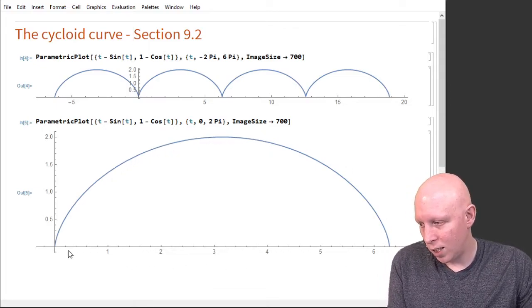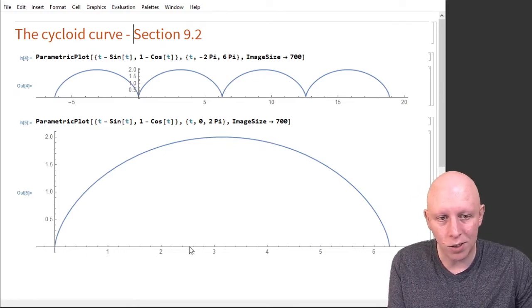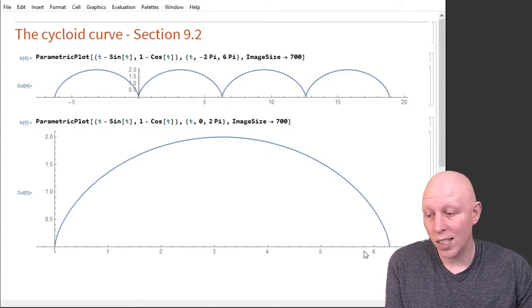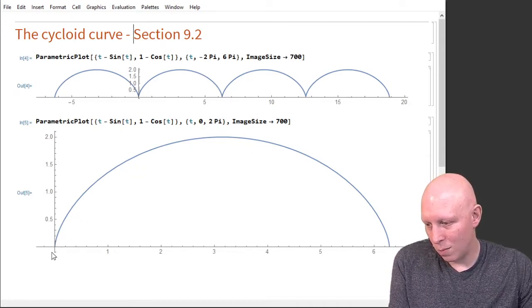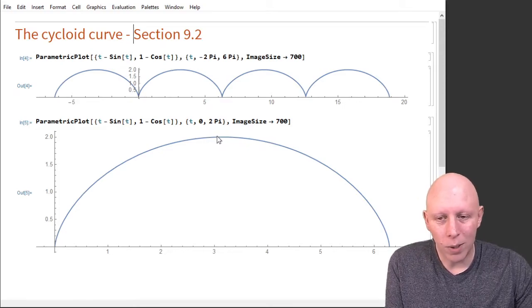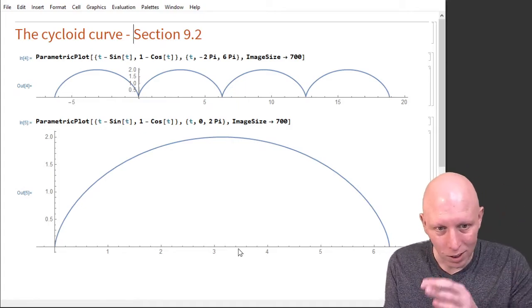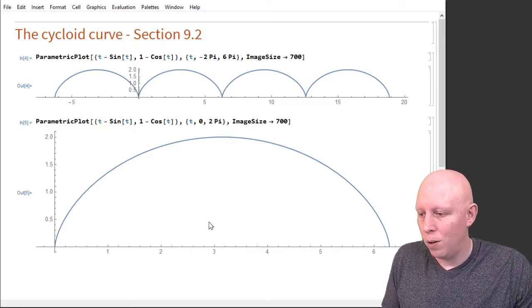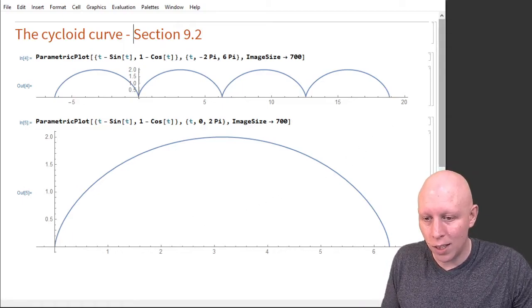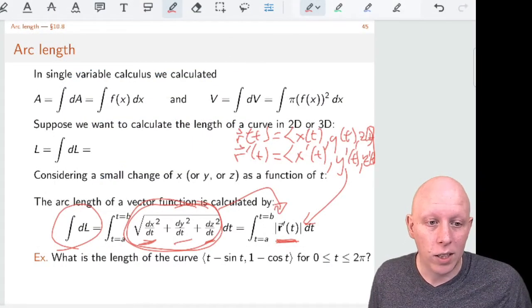Now you can see the answer is going to be at least 6, right? This is from 0 to 2 pi, so the length is at least 6, but it's bigger than 6, and you could approximate it even better with maybe some triangles here. You can see it's going to be bigger than 7, but we should figure out exactly what it is. We can get Mathematica to do it, and maybe we'll do that in a second. But let's go back to our tablet and do the calculations.